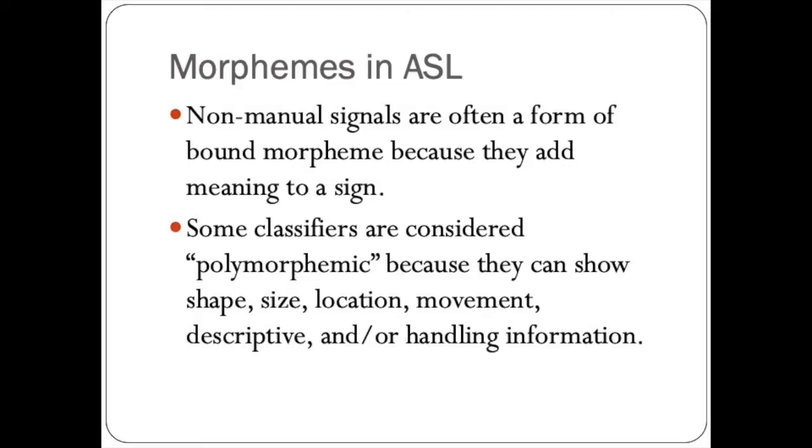Some classifiers are called polymorphemic. So morpheme, poly meaning many, because they can show shape, size, location, movement, description, and or handling information, all at the same time. That's something English can't do. All English can do is come up with a word that kind of describes a thing, but to do all of that at the same time isn't something English can handle. ASL, however, can. And you've heard me say this before, and I will continue to say it because it proves itself over and over and over again. English is big and complicated. ASL is small and deep, okay?